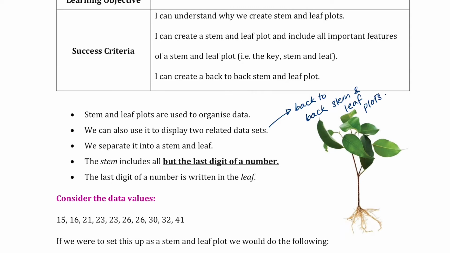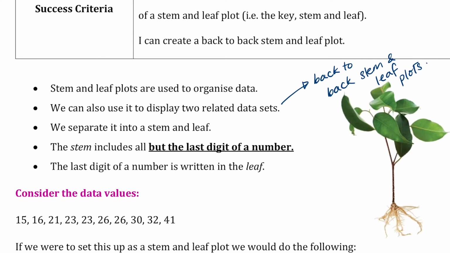Now this is the important information here. The stem includes all but the last digit of a number. So highlight that now so that you're reminded that whenever you're writing your digits in a stem, it includes all but the last digit of a number. The last digit of a number is actually written in the leaf.